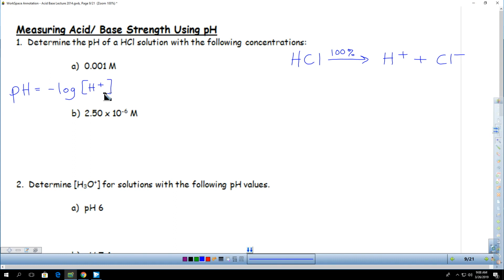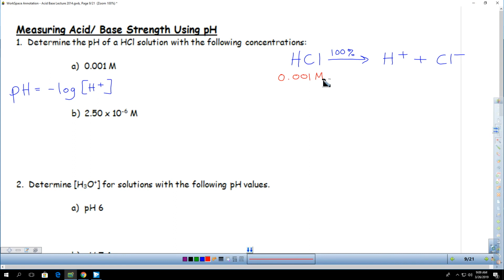Well, here's why I care that the acid is strong. They tell me in part A that I have a 0.001 molar HCl solution. So really that would have meant that somebody took 0.001 moles of HCl and threw it in a liter of water, or enough water to make a liter of solution. And so really then it's like saying this was 0.001 moles per liter, or big capital M for molarity.